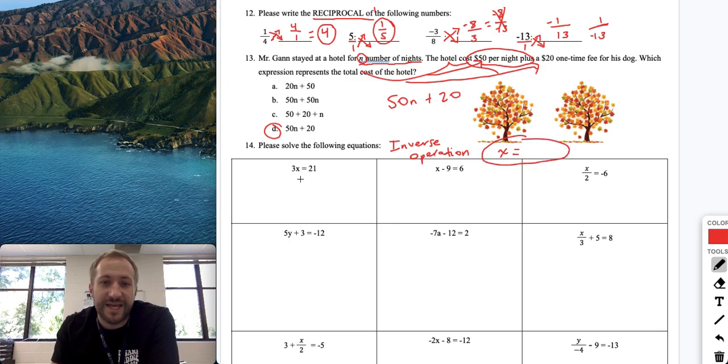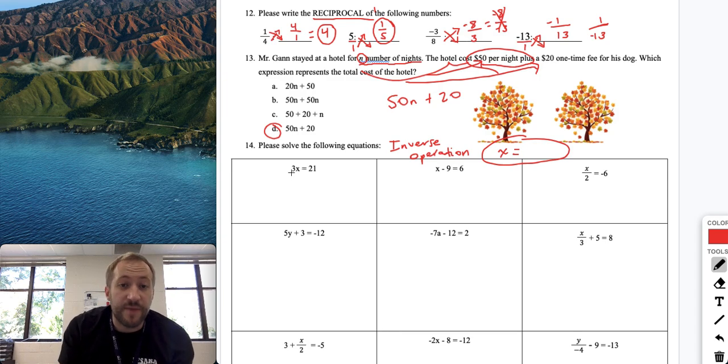So let's look at the first one, 3x equals 21. You have to remember, whatever operation is going on with the variable, we have to undo that and get rid of it by doing the inverse operation. So remember, this 3 and the x is really being multiplied. We just don't write the multiplication symbol in there. To get rid of multiplying by 3 with that x, I'm going to do the opposite and divide by 3.